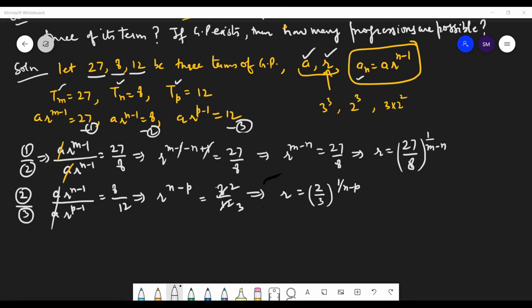27 upon 8 raised to the power 1 by m minus n is equal to 2 by 3 1 upon n minus p, right? Now simplifying it, what will it give you? 27 means 3 raised to the power 3, m minus n divided by 8. 8 also means 2 raised to the power 3, m minus n, and that will be equal to 2 raised to the power.